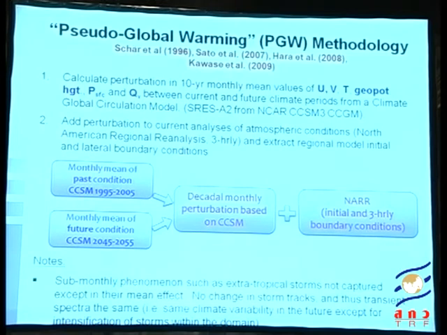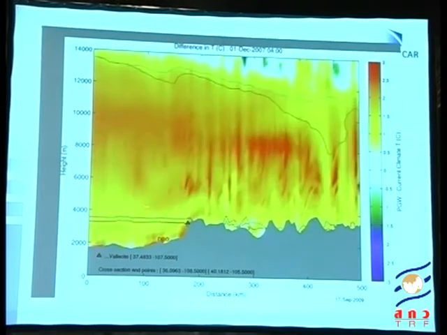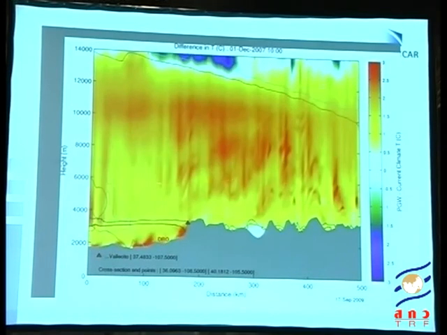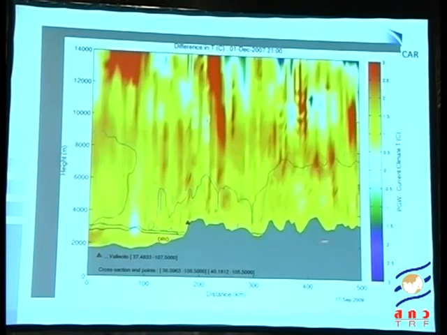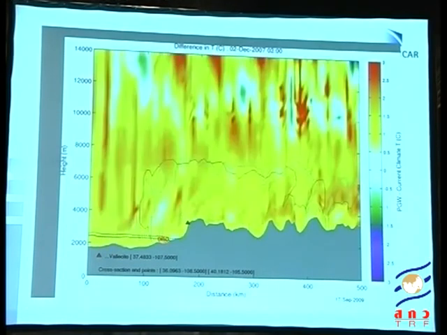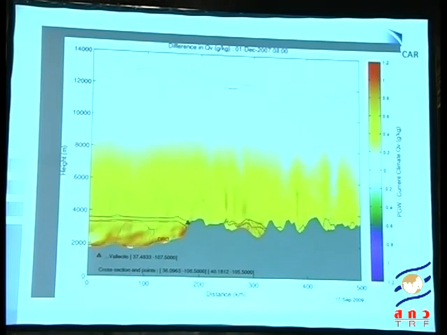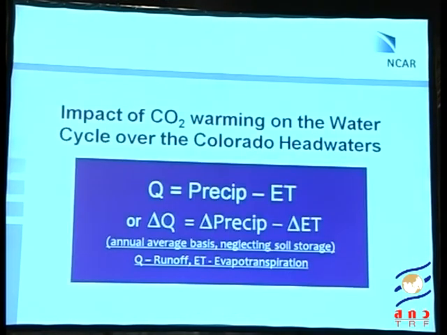So what we have to note, though, is that sub-monthly phenomena such as extratropical cyclones are not really captured except for the mean effect. So this really is looking at the same type of storms in the future, but with the temperature and moisture perturbation. And this is what it looks like in terms of the perturbation. We're getting additional temperature. This is the warmer temperature, about 2 degrees C, over a vertical cross-section through the mountains. And this is the increase in moisture. You can see about 1 gram per kilogram increase in moisture, about 10 to 15%. So that's more or less what we expect.